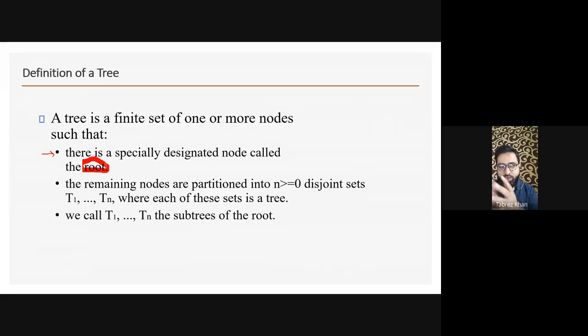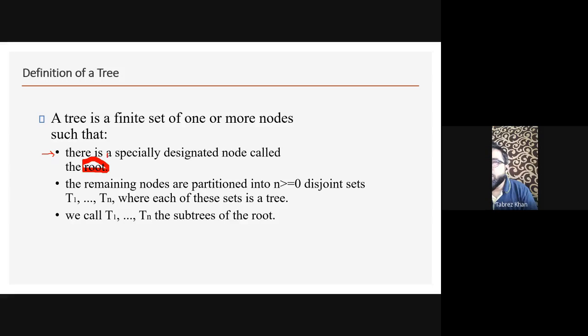Okay. Likewise, in computer science also, for the tree data structure, there is a specially designated node, and that specially designated node is called a root, and it is the node from where our tree starts. Okay. So it doesn't matter how many nodes a tree is going to have, but it is for sure that the tree is going to have one specially designated node, and that one node is called the root of a tree.